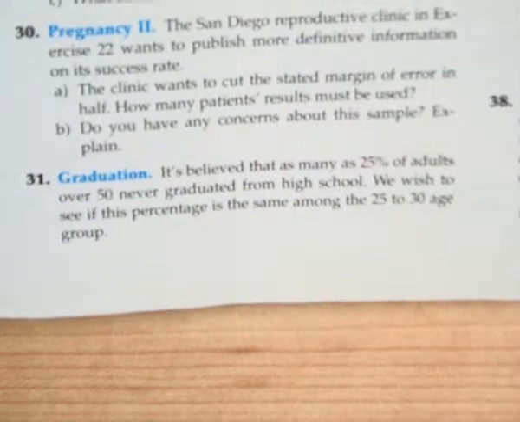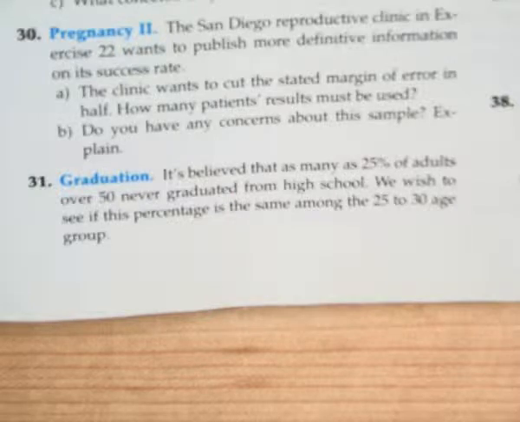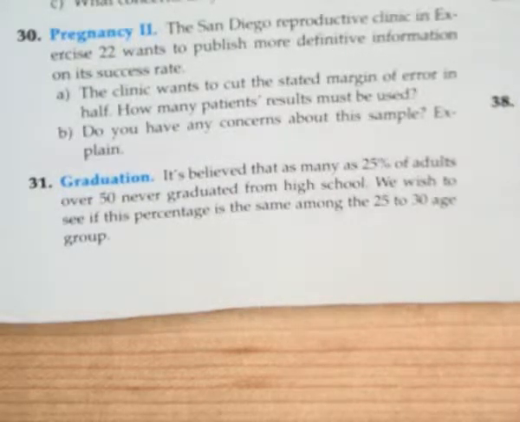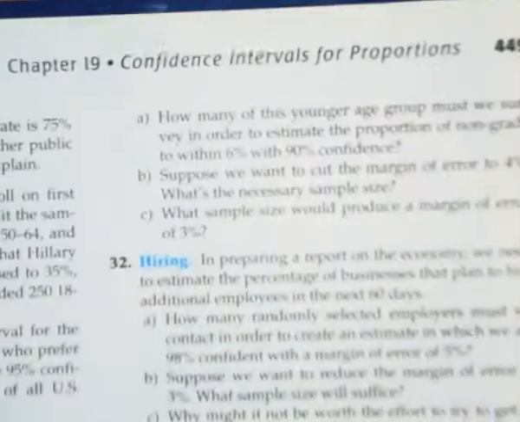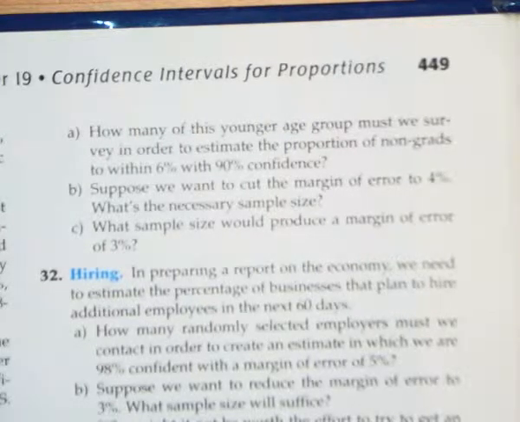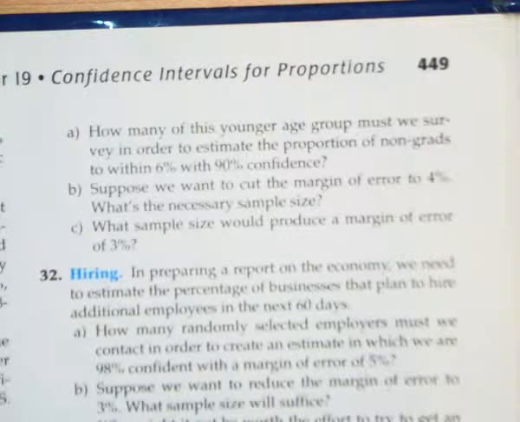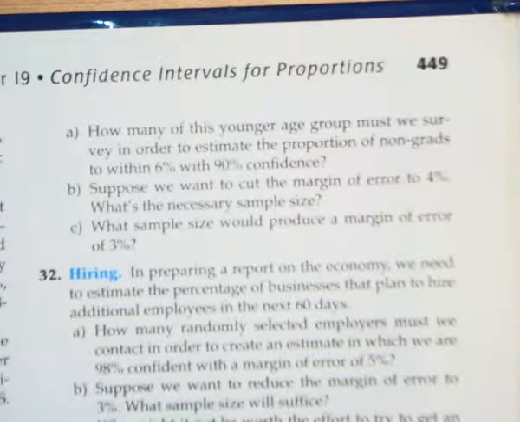Alright, so in problem 31, it's believed that as many as 25% of adults over 50 never graduated. We wish to see if the percentage is the same among the 25 to 30 age group. How many of the younger group must we survey in order to estimate the proportion of non-grads within 6% with 90% confidence? Let's answer that question.